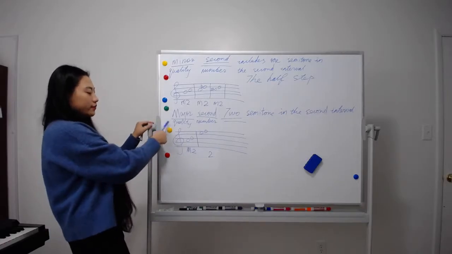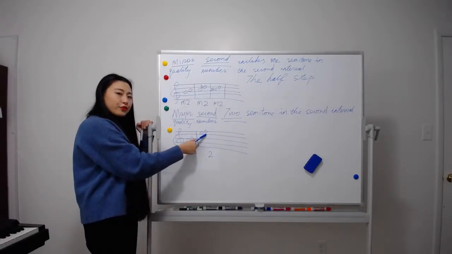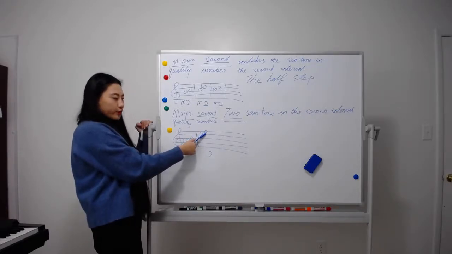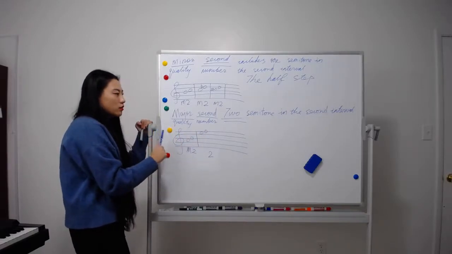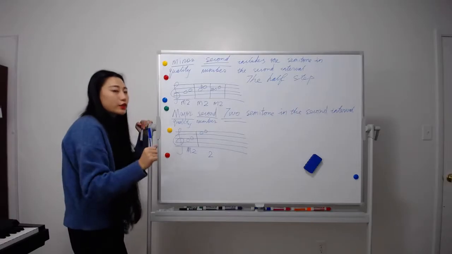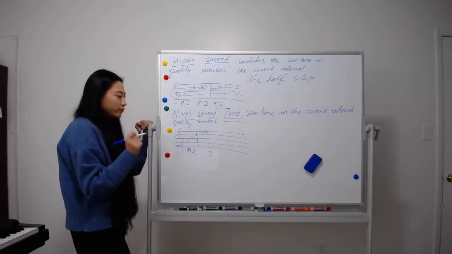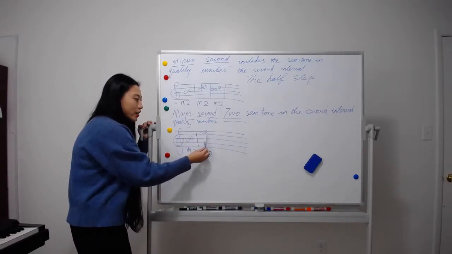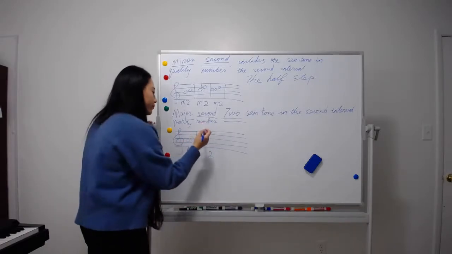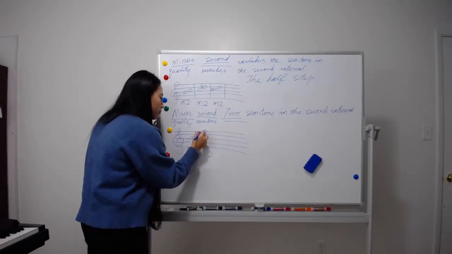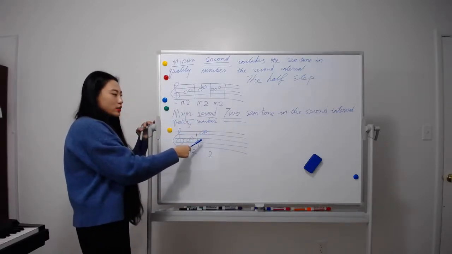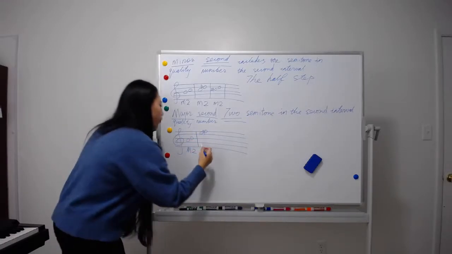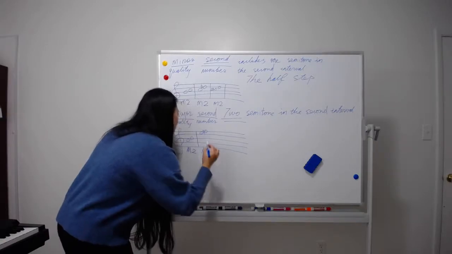Now let's see the quality. E to F. This includes 1 semitone, right? E to F. So how to change 1 semitone to 2 semitones? There are 2 solutions. First, let's keep E, but sharp F. Now this is 2 semitones in this interval. Now we can see this is the major second.